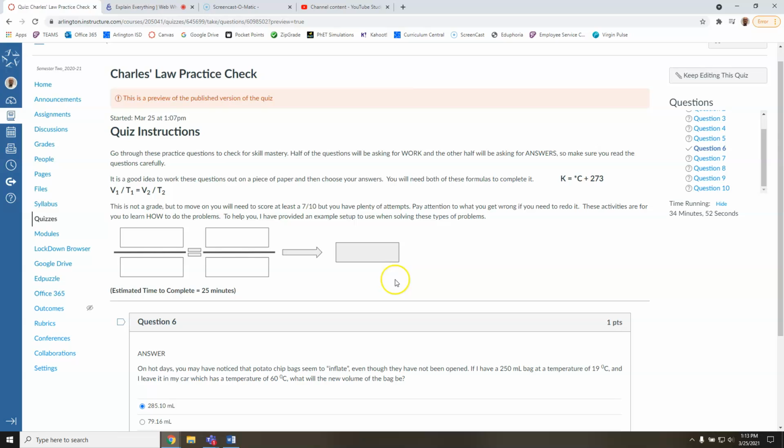If you want to set it up, use that example that I give you in the instructions. Blank blank equals blank blank. And then solve for your final answer by cross multiplying. Easy as that. If you have any questions, let me know. Otherwise, make sure to watch the video, then complete the practice check and complete the independent practice, and you will be done with the second law.